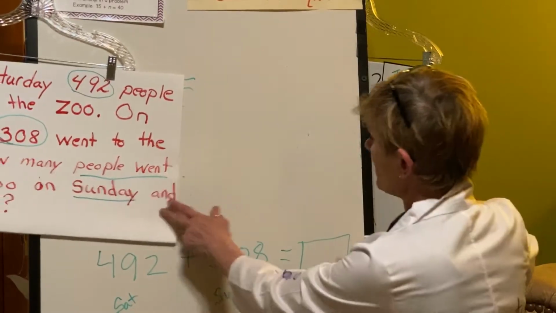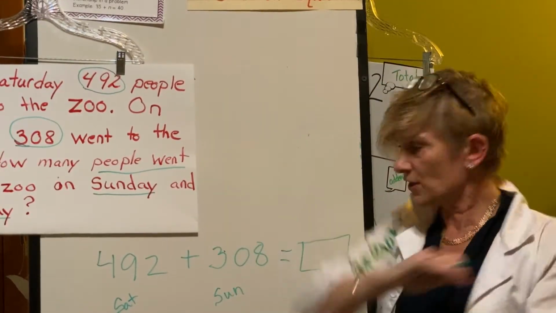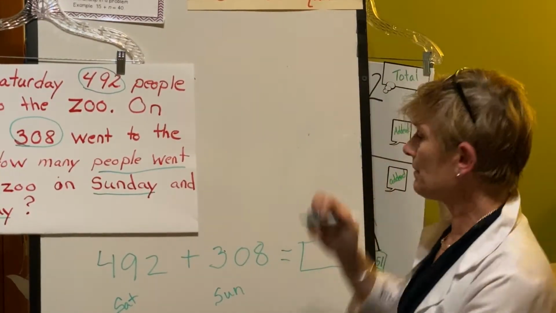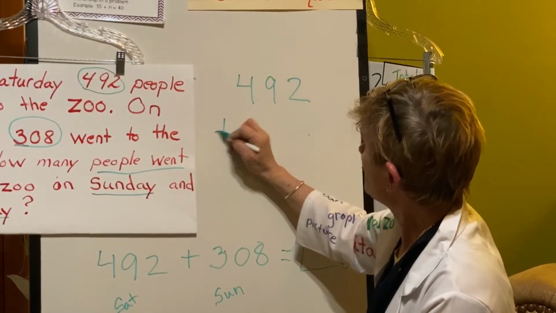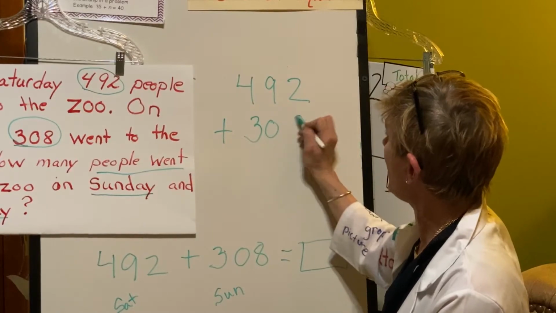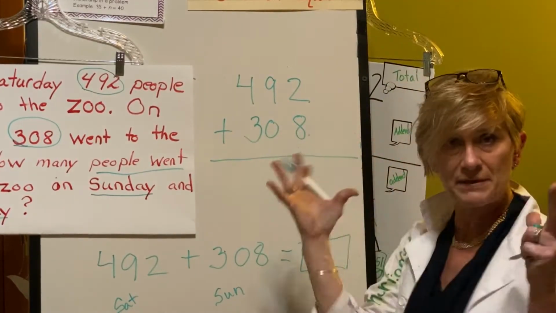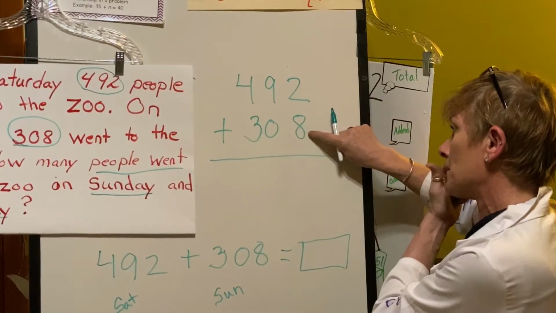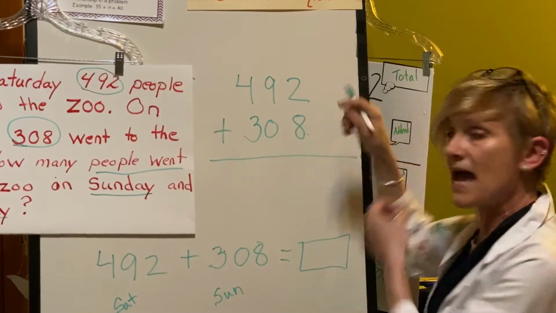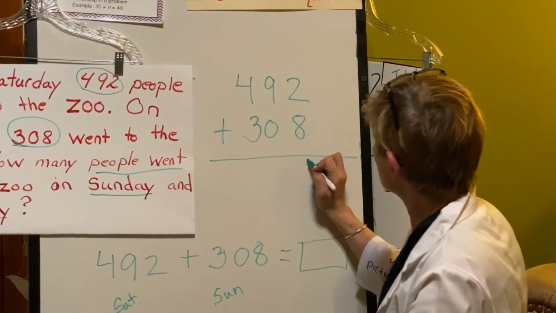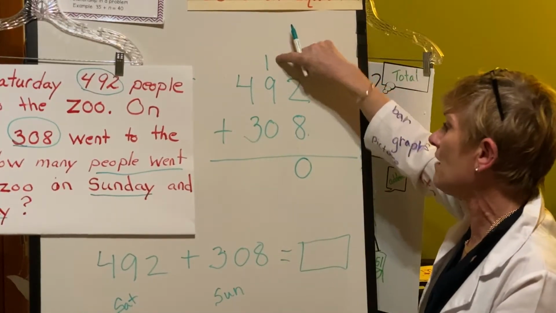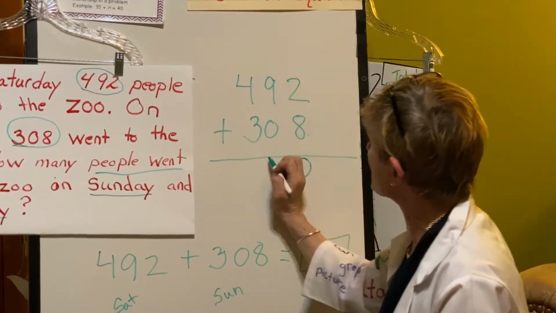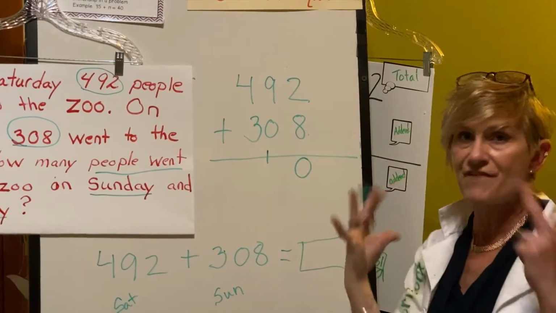I'm going to take my horizontal and I'm going to make it vertical. So 492 plus my 308, because I'm looking for the combination of both days. Boys and girls, I know a lot of you know that makes a 10. Boom! We leave the 0 ones behind and we bring the 10. I always carry above. If you wanted to say, no, Mrs. Seitz, I'm going to put my 10 here, fine.